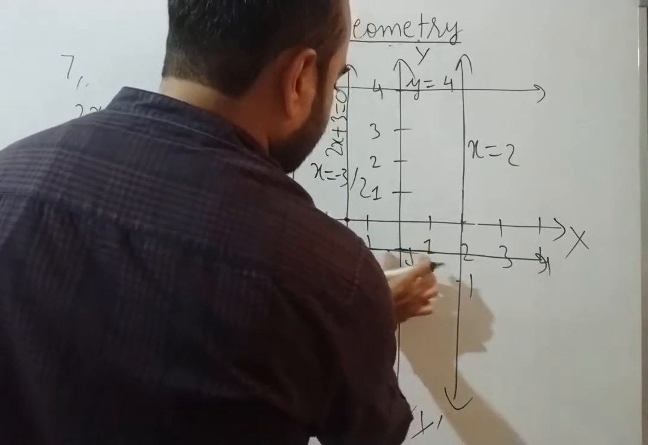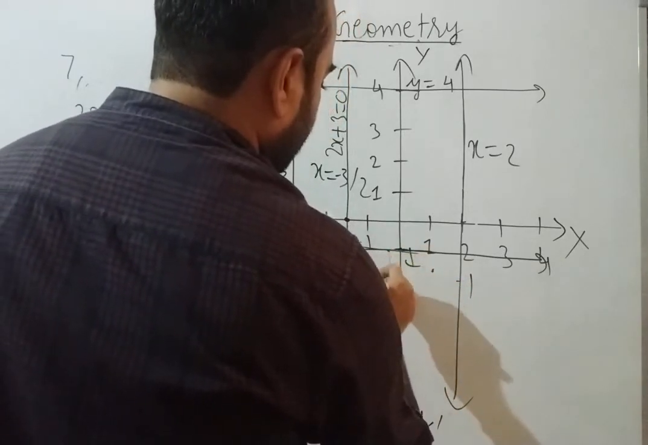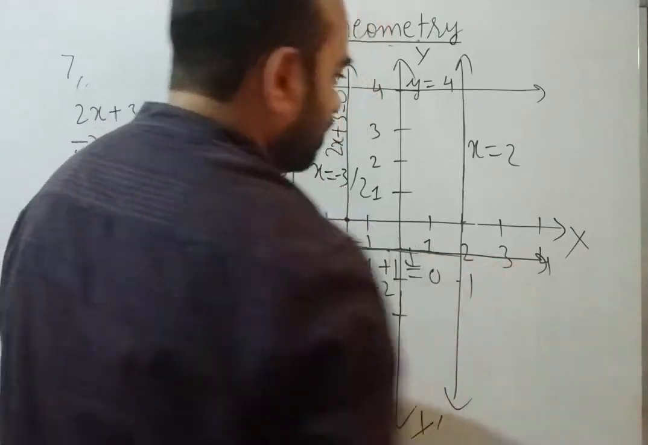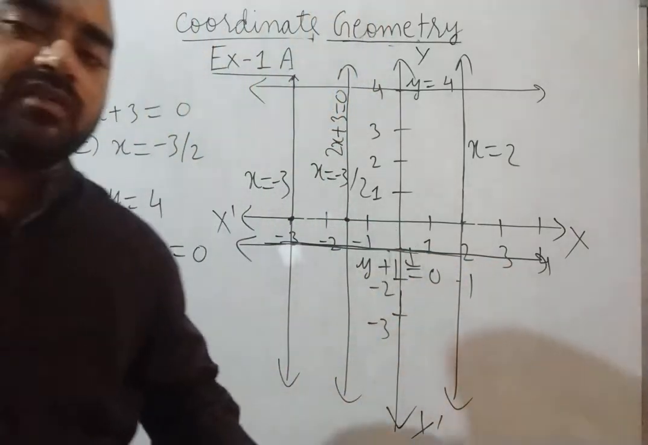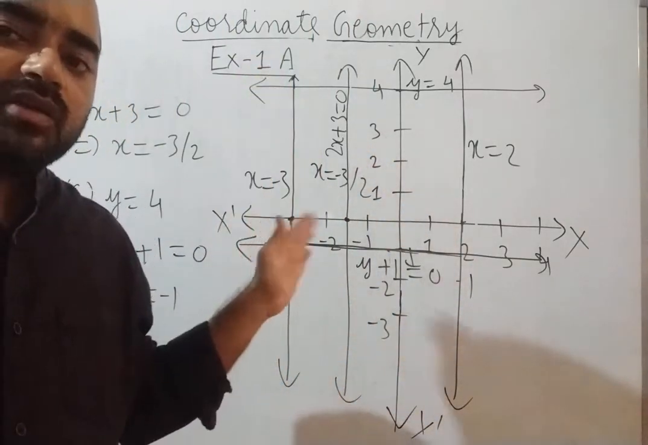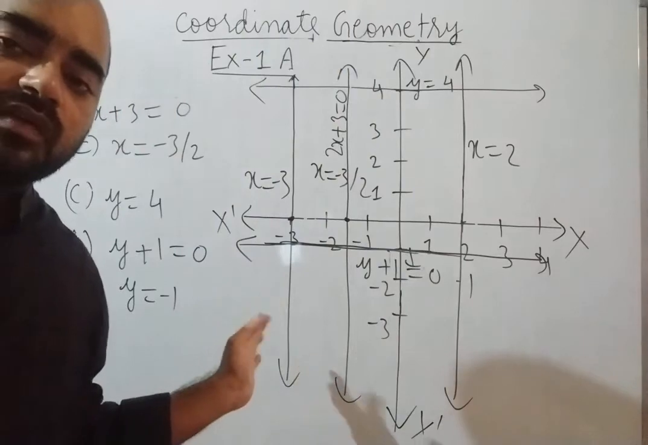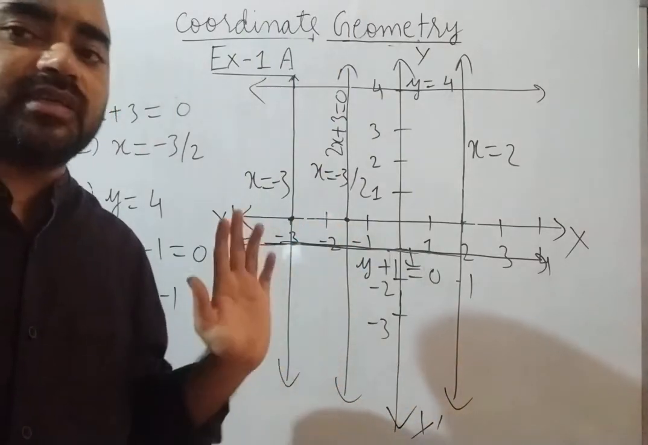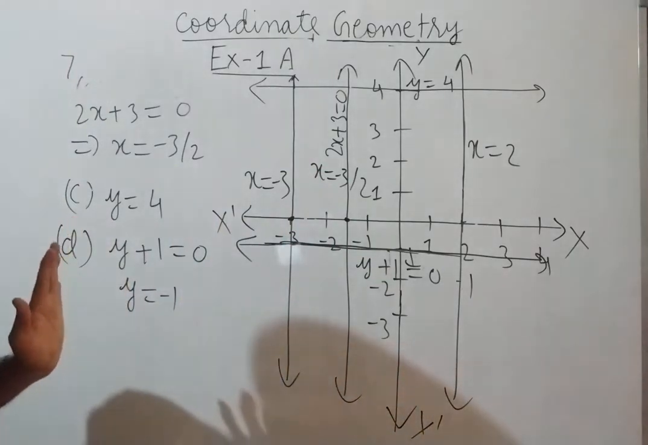This is y plus 1 equal to 0. Correct? This line. So the concept is, if x value is given, locate the value on x axis and draw a line parallel to y axis. Y value is given, locate the value on y axis and draw a line parallel to x axis. This is the concept. Clear?